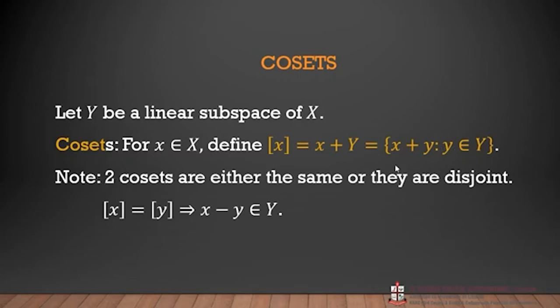And it's easy to prove that two cosets are either the same or they are disjoint. Okay, so if class of x and class of y are equal, then we can say that x minus y is an element of Y. Then only class of x and class of y will be equal. Actually, this is a two-way implication. Class x equal to class y implies and is implied by x minus y being in capital Y. This is how we define a coset.